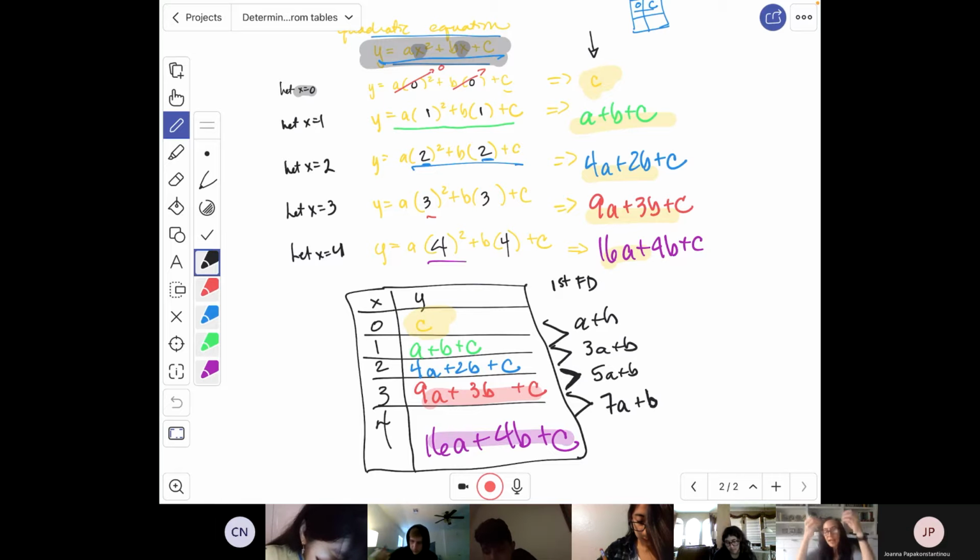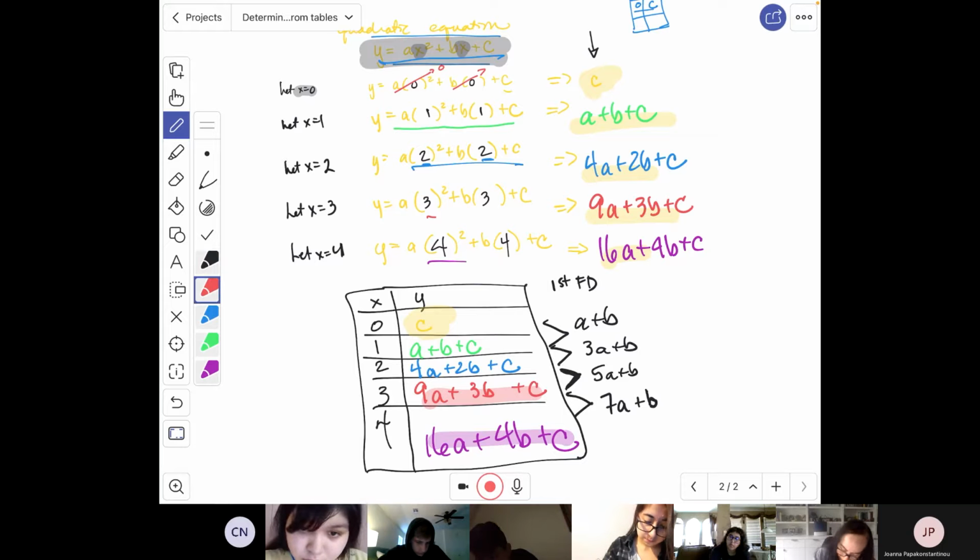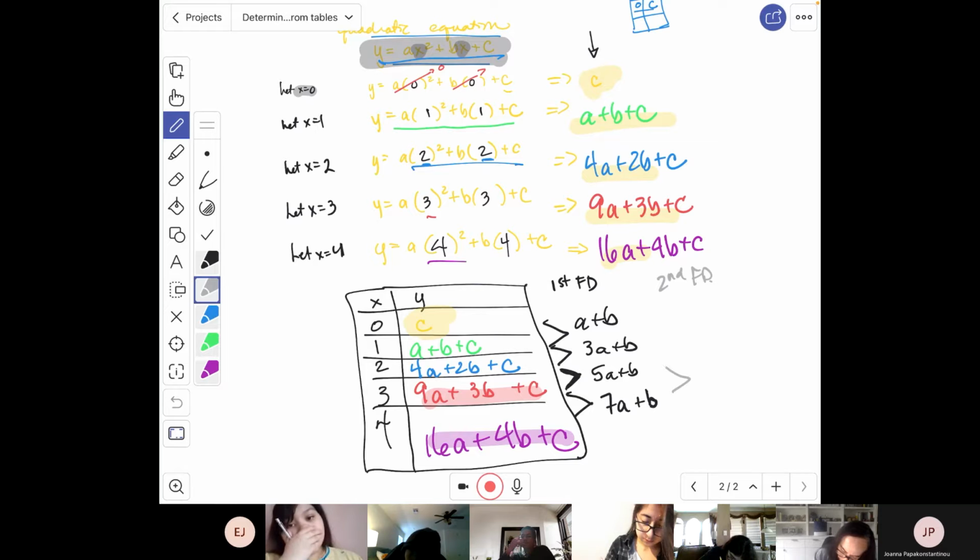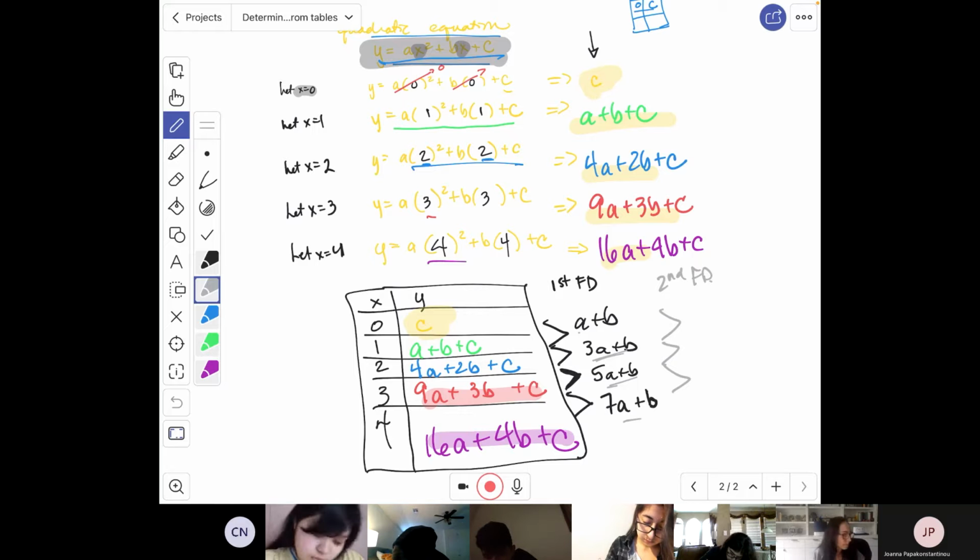So we have taken the quadratic equation. We have evaluated it at different values of x. We got a table of values. We found the first finite difference. Now, if this were linear, our first finite difference would just be A, but it's not. So can you go one step further and find the second finite difference? You do the subtraction. So this minus this, this minus this, this minus this. Tell me what that second finite difference is. This is so exciting, the big reveal.